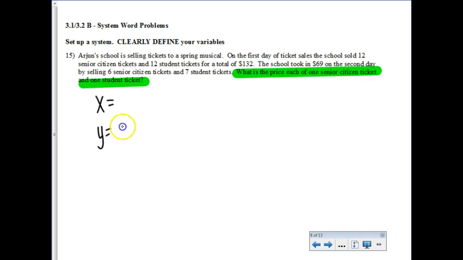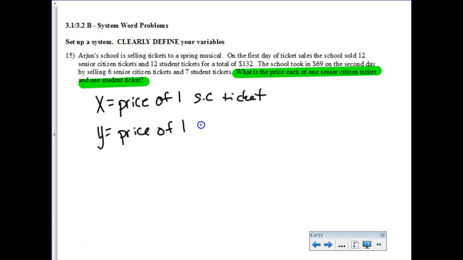So I kept having you guys tell me the wrong variable usage on the last question, and then I would write like what about it? Or I'd highlight this part. So X could be the price, or the cost, if you'd rather say that, of one senior citizen ticket. That works for me. So Y must be the price of one student ticket.